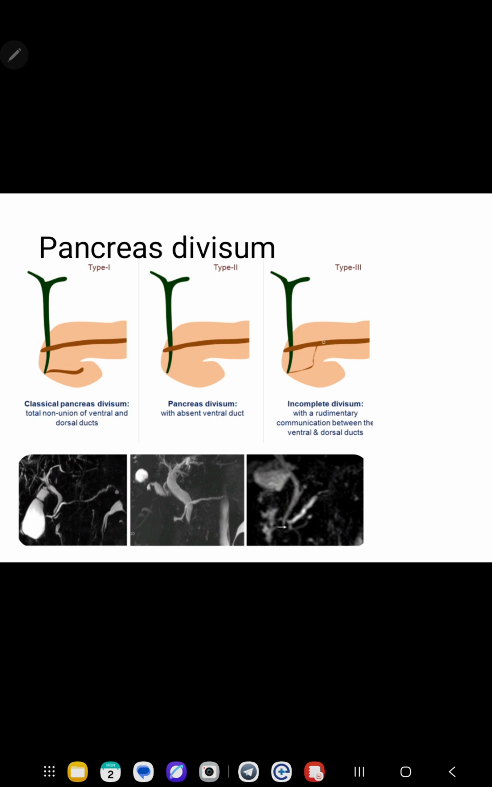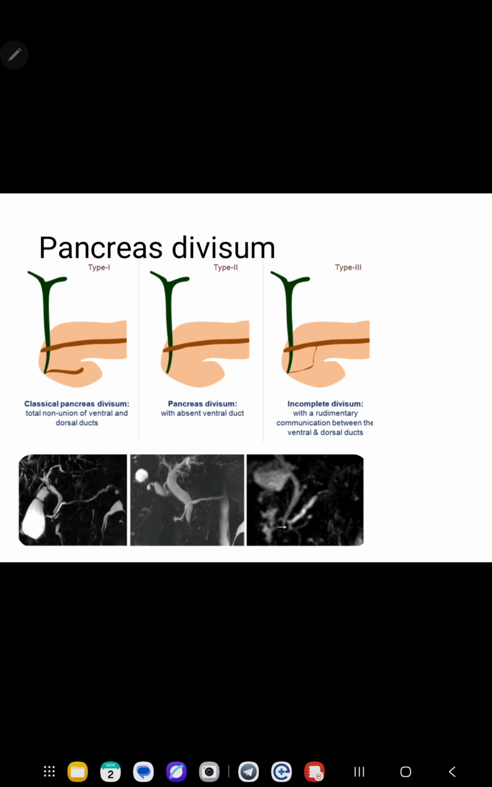Now in type 3, anatomically there is a rudimentary communication, but it is not functional. Usually what is getting regressed is the dorsal pancreatic duct, but in this case it is the ventral pancreatic duct getting regressed. So we can see that there is a communication channel also, but it is rudimentary, it is not functional.